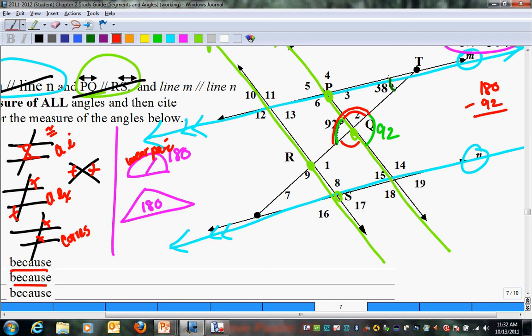All right? So, let's get back to the basics. All right? So, we have 92. How can we find angle 2? 180 minus 92. Do the math. No, actually do the math, dear. I mean longhand, like you used to do in second grade.